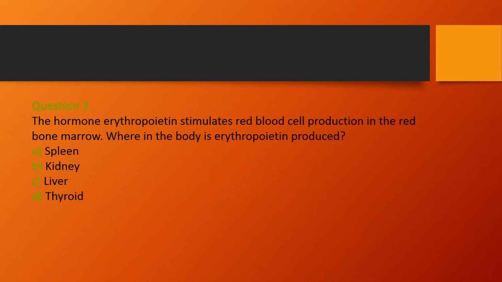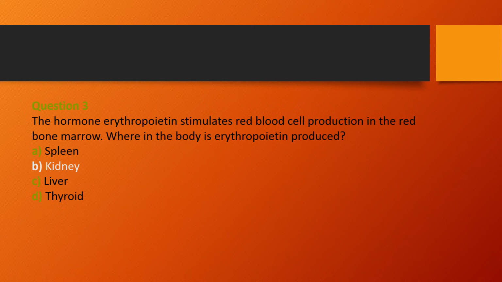The third question is, the hormone erythropoietin stimulates red blood cell production in the red bone marrow. Where in the body is erythropoietin produced? The answer is kidney. The kidney is responsible for production of erythropoietin and also renin.